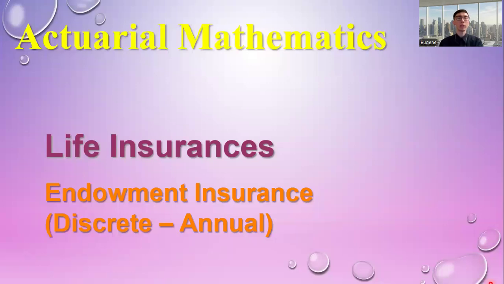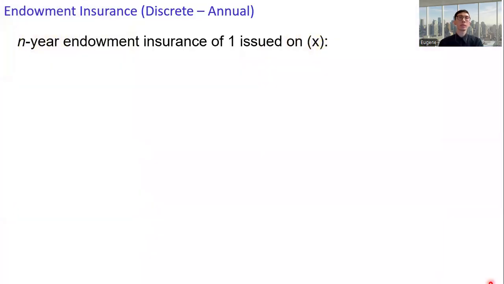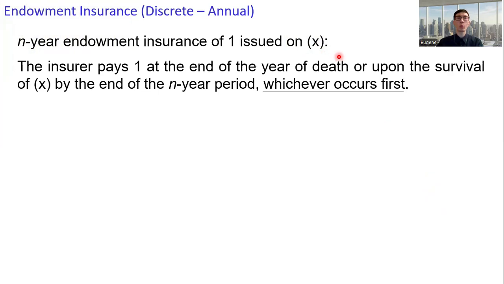Hello everyone. In this video, we will cover endowment insurance. Consider an end-year endowment insurance of one issued on a person at age x. For endowment insurance, the insurer will pay $1 at the end of the year of death if the person dies within the end-year period, or the insurer will pay $1 as survival benefit if the person survived by the end of the end-year period, whichever occurs first.